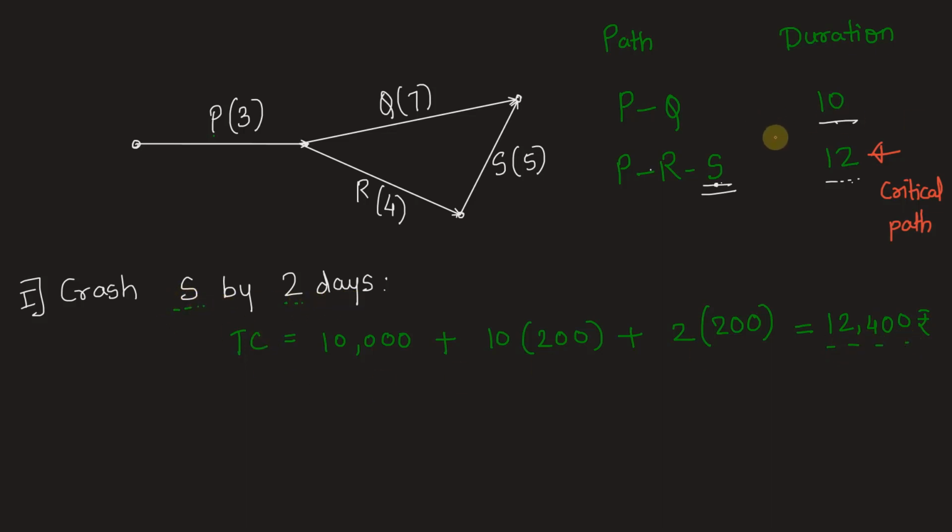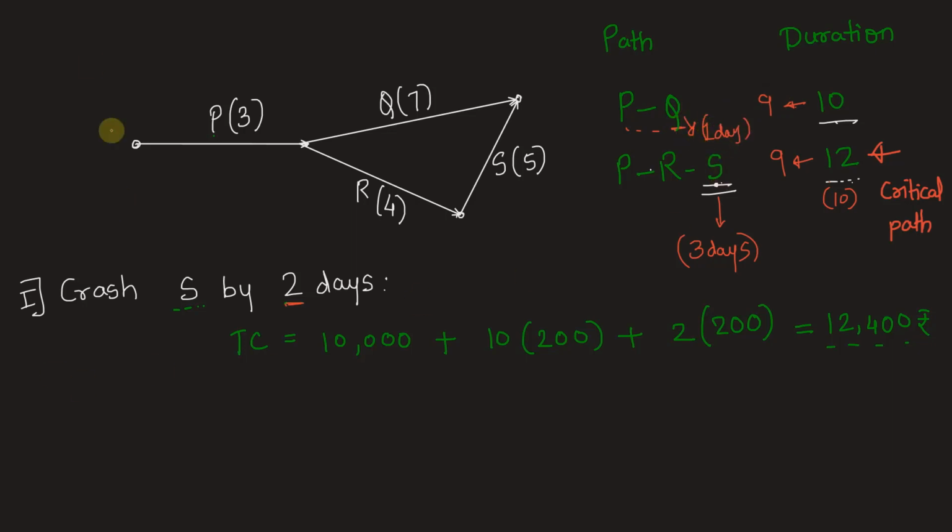Now we have to crash the project duration to 9 days. Next, if we crash the activity Q by 1 day, because Q has the minimum cost slope of 100 rupees per day, this duration will become 9 days. But still, the project duration is 10 days because S is only crashed by 2 days. And that is why we will have to bring both the durations together to 9 days so that both become critical paths and the overall project duration will be 9 days. So in order to bring the duration of this path to 9 days, we will have to crash S by 3 days. And for this path, we will have to crash Q by 1 day.